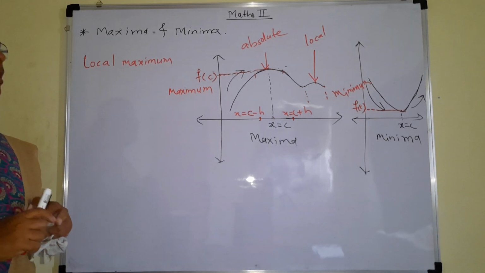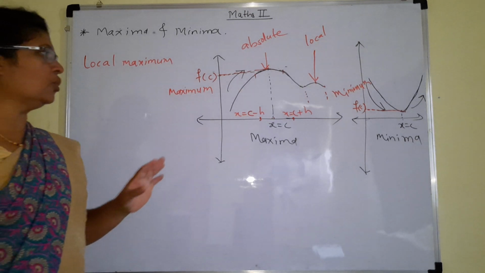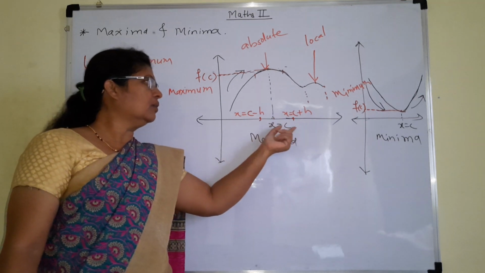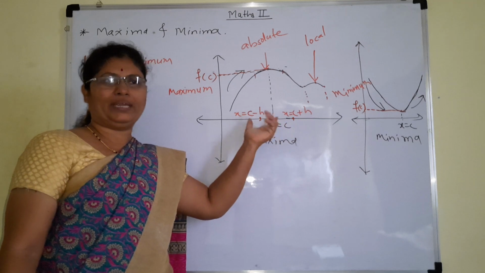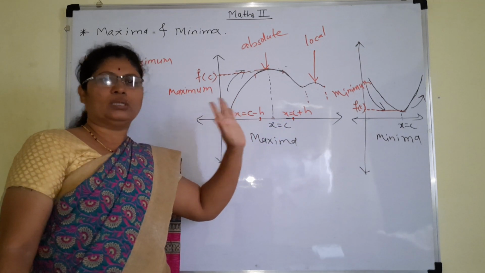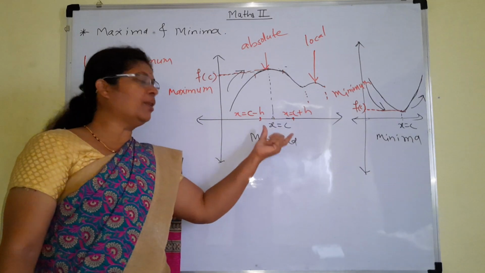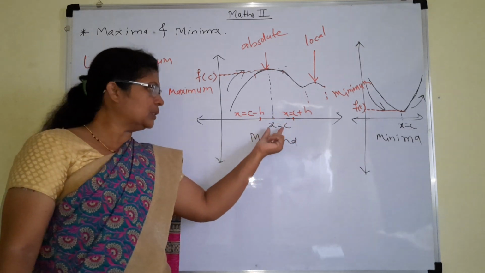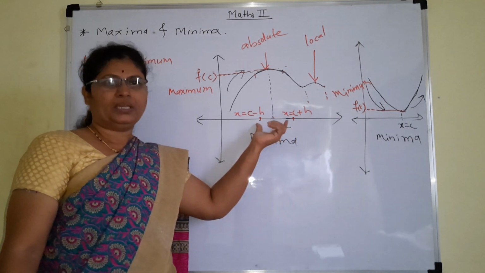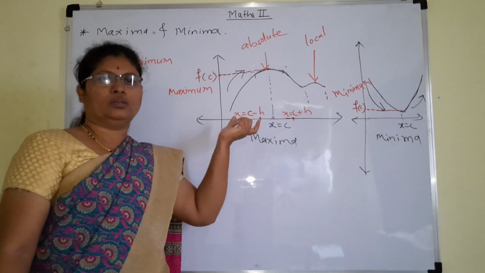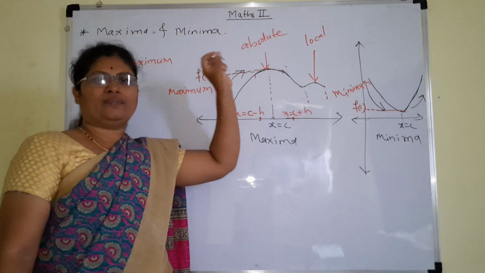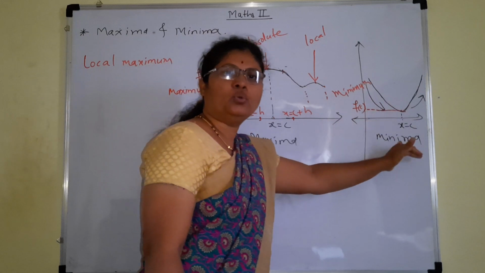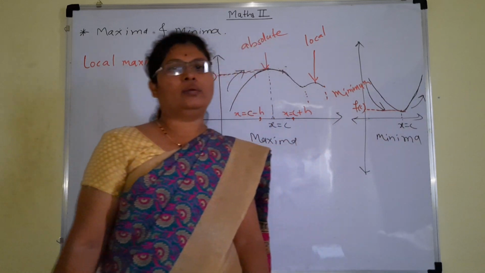In general we will find local maximum and local minimum. Means what will we check? We will check the value of that function in the deleted delta neighborhood of x. The deleted delta neighborhood means what? It is just the neighborhood of x, to the left hand side as well as the right hand side of this point I will consider an interval, and in that interval where the value of the function is maximum, that value is called local maximum, or where the value of the function is minimum, that value is called local minimum.